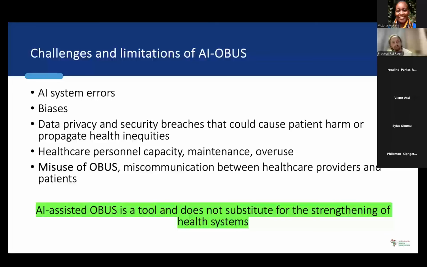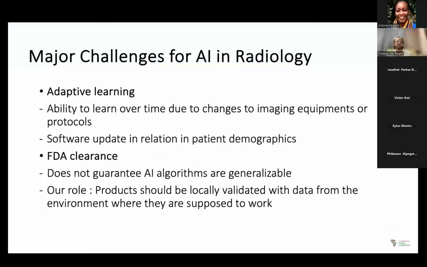And another will be misuse, as I have explained earlier. And another is data privacy and security breaches that could cause patient harm or propagate health inequalities as well. So AI-assisted obstetric ultrasound is a tool and not a sole substitute for strengthening of the health system.